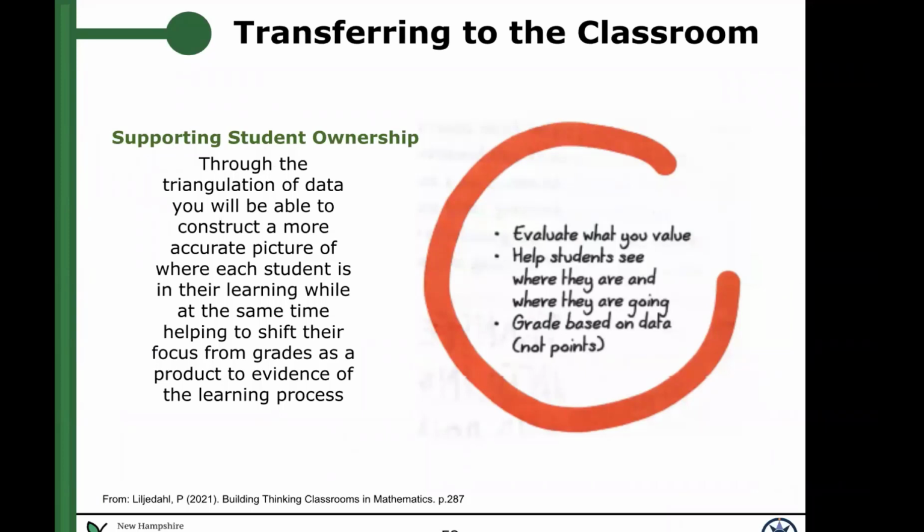So, in continuing our transferring to the classroom, we want to support student ownership. We want them to be active learners and care about their own learning and be invested in their own learning. So through the triangulation of data, we'll be able to construct a more accurate picture of where our students are at. So you don't want to just use any one thing.